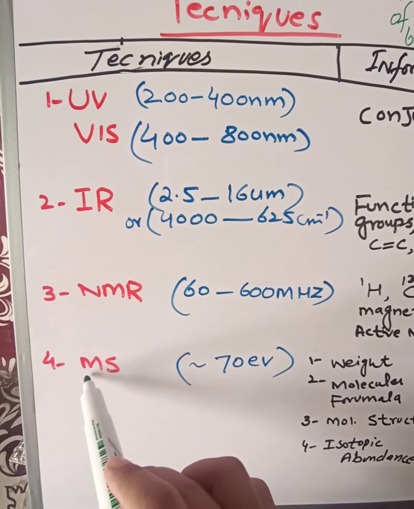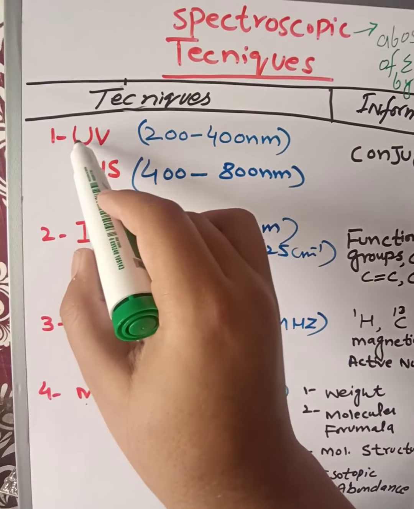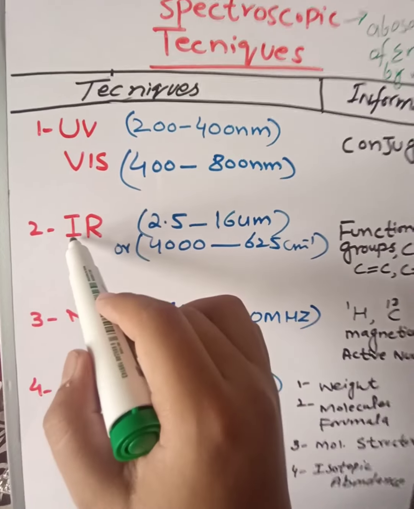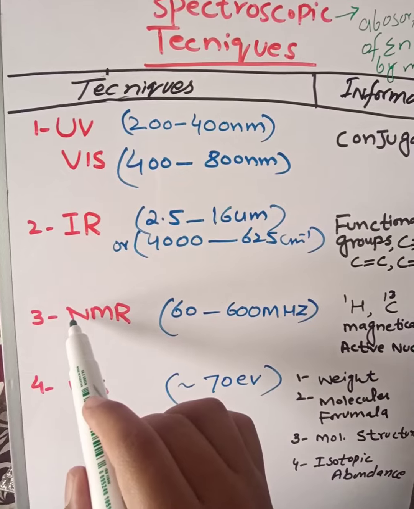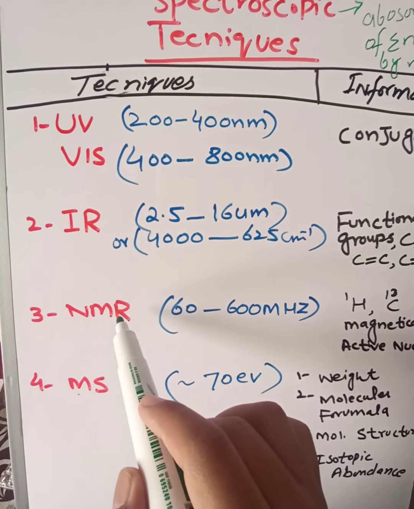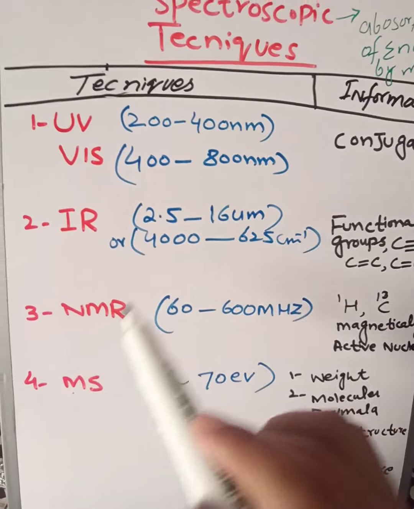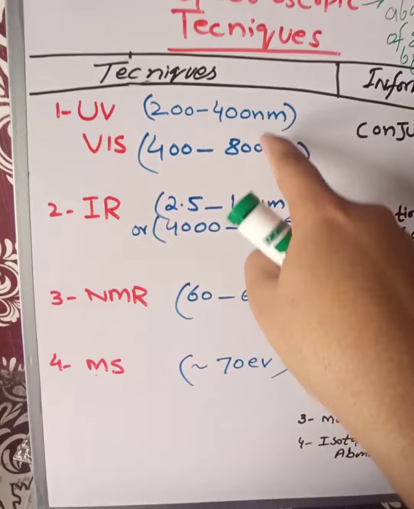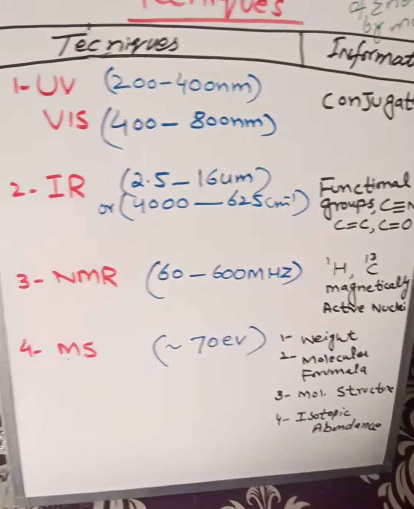What is MS? MS is mass spectroscopy. What is UV? UV is ultraviolet visible spectroscopy, then infrared spectroscopy, nuclear magnetic resonance spectroscopy, and MS, mass spectroscopy. So here are the techniques and these are the wavelengths absorbed by these specific types of techniques.